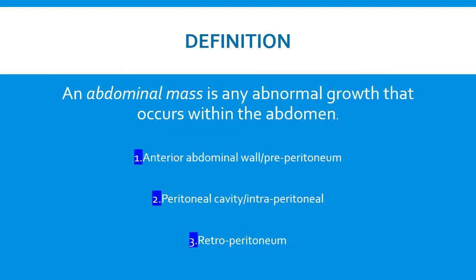Now, what is abdominal mass? By definition, an abdominal mass is any abnormal growth that occurs within the abdomen. And the abdomen can be divided into three parts: the anterior abdominal wall, also known as the preperitoneum; the peritoneal cavity proper, which is known as the intraperitoneal; and thirdly, the retroperitoneum behind the peritoneum.